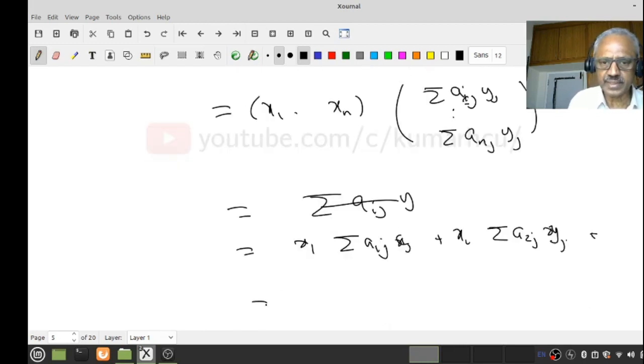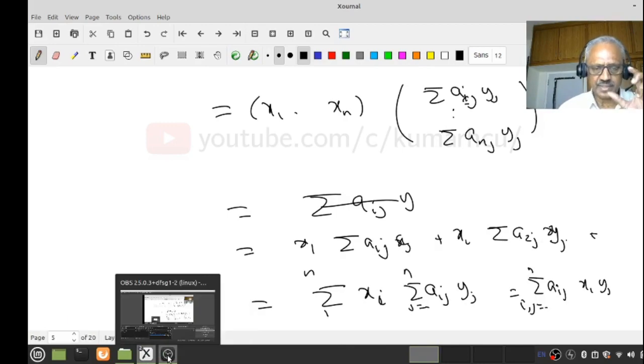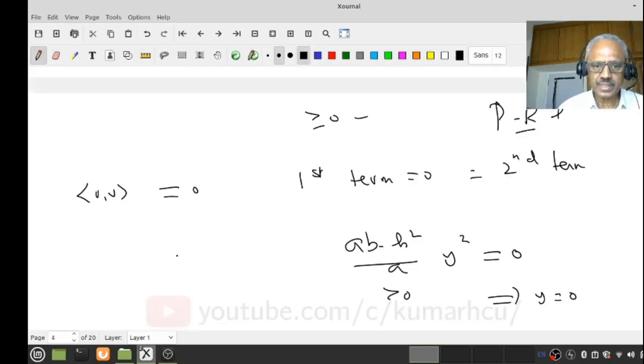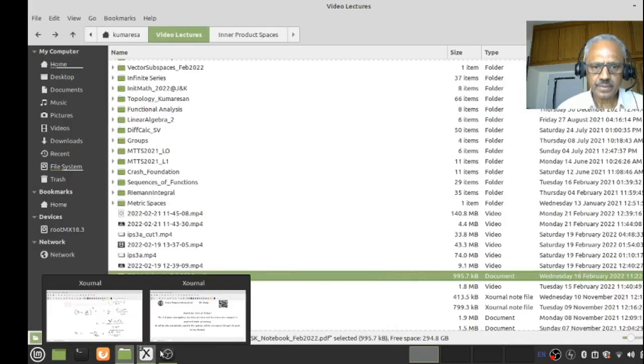Multiply out, then you will get summation aij yj. Remember that this is equal to x1 into summation a1j yj plus x2 into summation a2j yj, and so on. Therefore this I can write as summation xi summation aij yj, j running from 1 to n, i running from 1 to n. This is equal to summation aij xi yj, summation over i, j running from 1 to n. Okay, this I could have done when I did the 2 by 2 case. I just wanted to do the general case, that's why I did that.